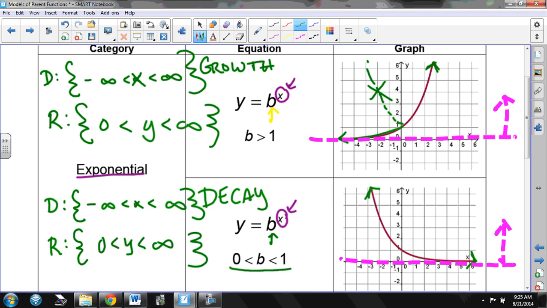And we can make the y value as large as we want it. So the domain and the range of exponential growth and exponential decay are the same, but the shapes of the graphs for decay and growth are different. Exponential growth function increases to the right. Exponential decay decreases to the right. And it's not even close to the same thing as quadratic.